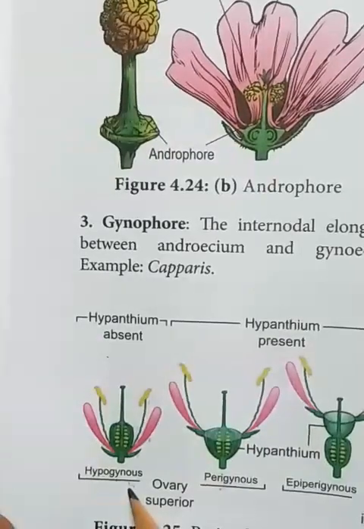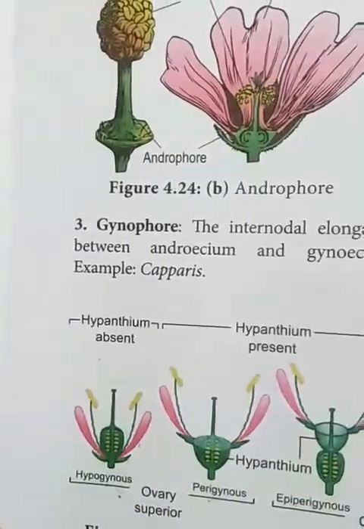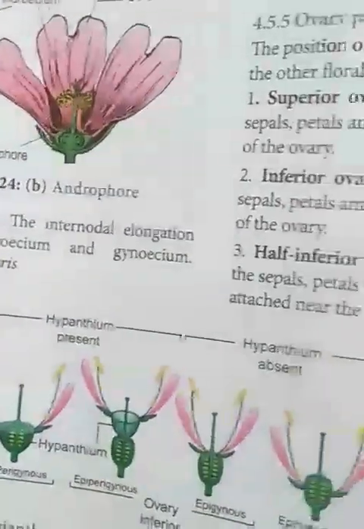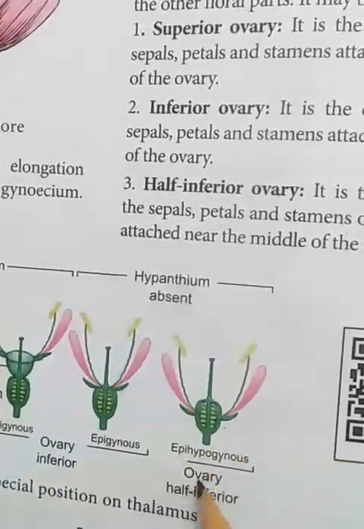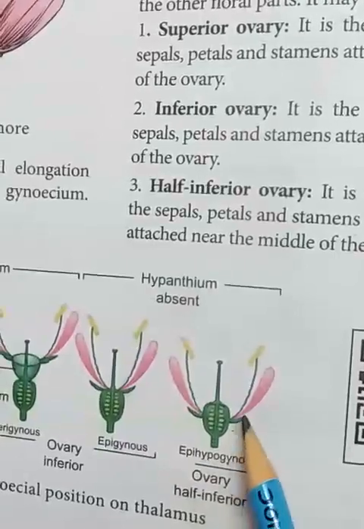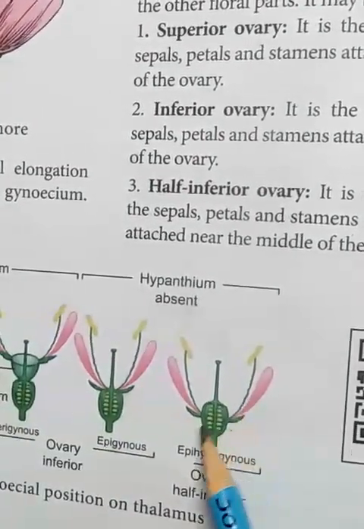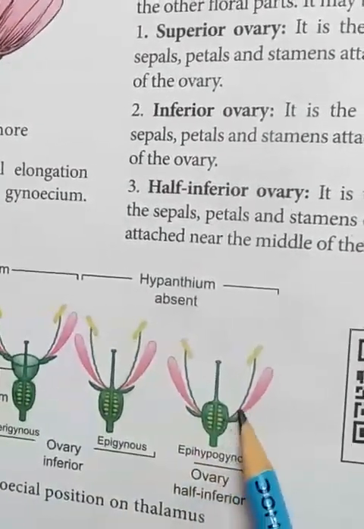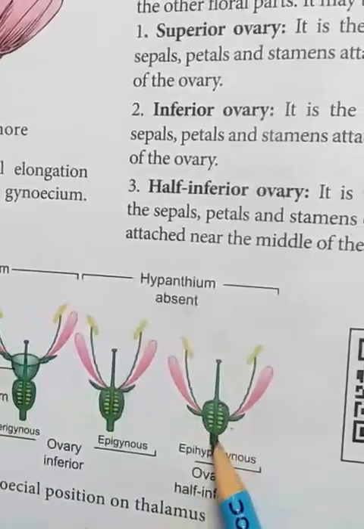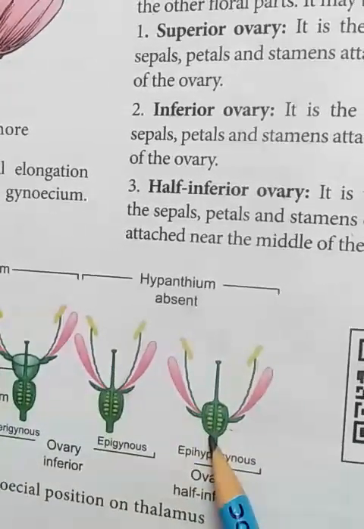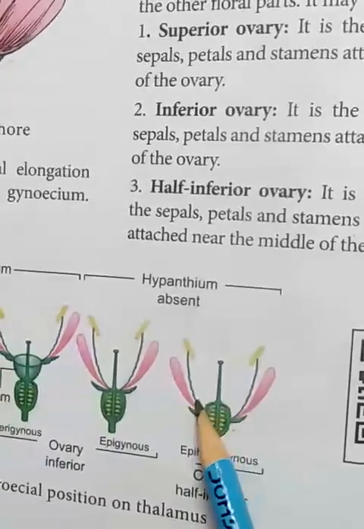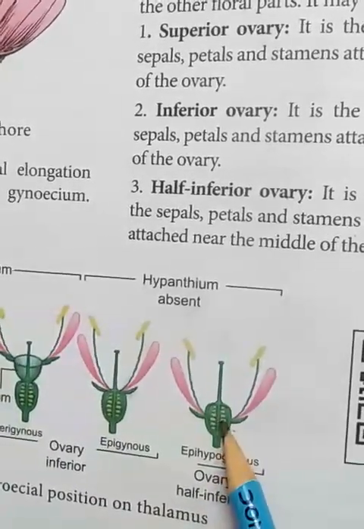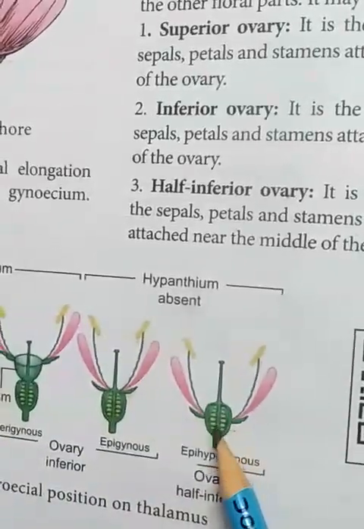And this you can find in the Malvaceae. Next we will study about the epihypogynous. Epihypogynous, the term is used for sepals, petals and the stamens. They are attached at the middle of the ovary. That is when the ovary is half inferior. Okay, so in the middle of the ovary, the sepals, petals and stamens are attached. Then the flower is said to be epihypogynous.